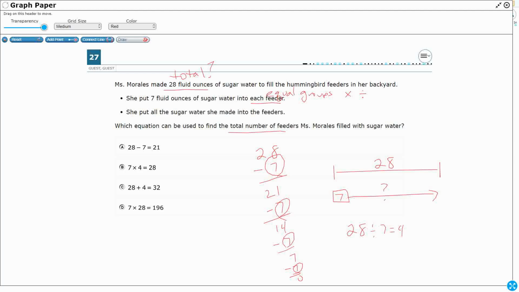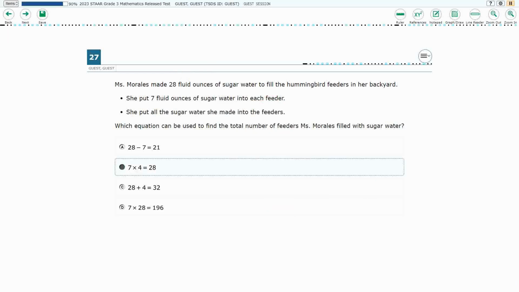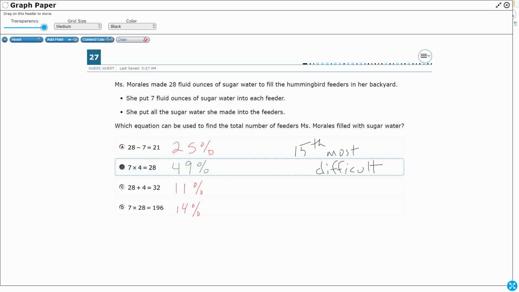Now, I don't see that, but how do I find a related multiplication fact, right? And we're looking for this fact family here. We see it right here. 7 times 4 equals 28. Our answer here is B. Let's see how we did across the state of Texas. So this was right in the middle, tied for the 15th most difficult. A little bit less than 50% of our students getting this correct.